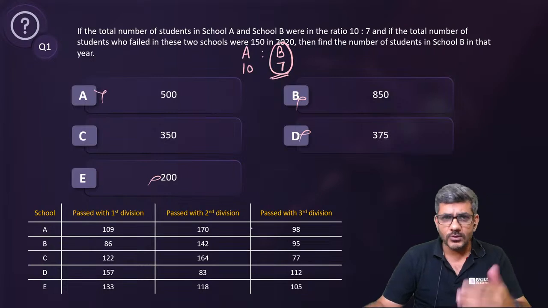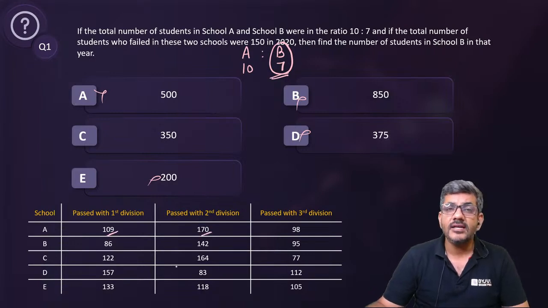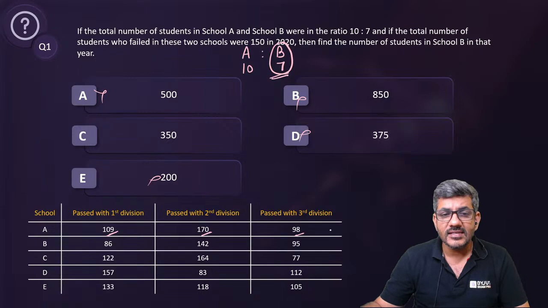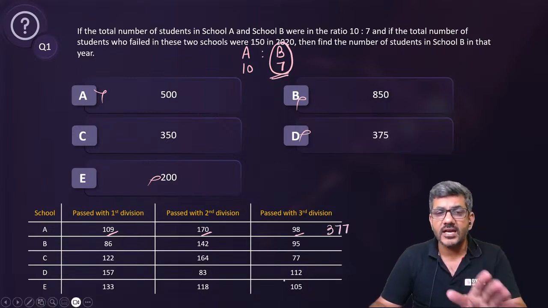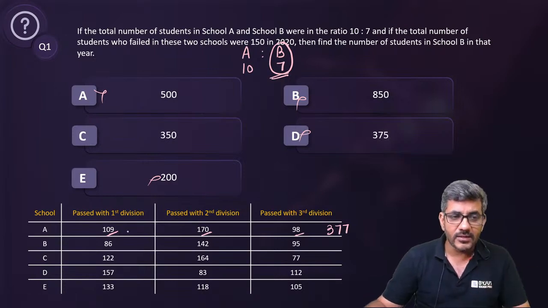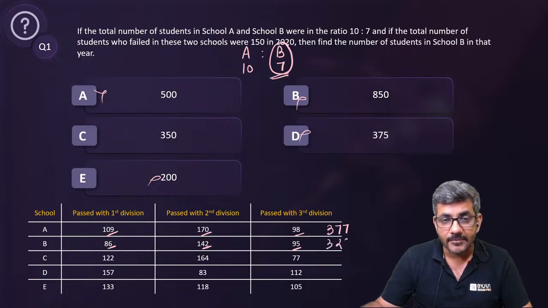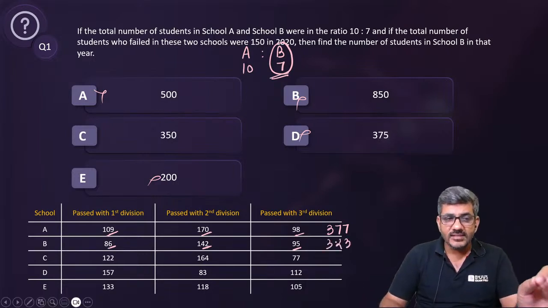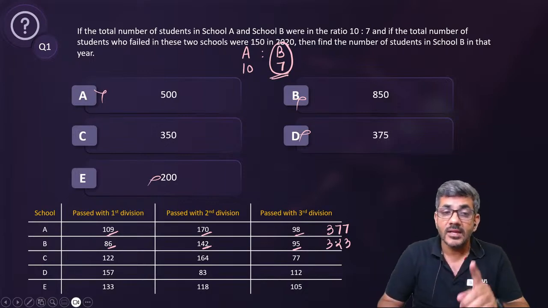Okay. Otherwise, what is the general way of doing it? If I talk about school A, the number of students is 109 passed with first division plus 170, that is 279, plus 98 is 377. So 377 students passed with first division, second division or third division. What about the other one? In school B, it is 86 plus 142, which is 228. 228 plus 95 is 323. So 323 students in section B passed in first division, second division or third division.